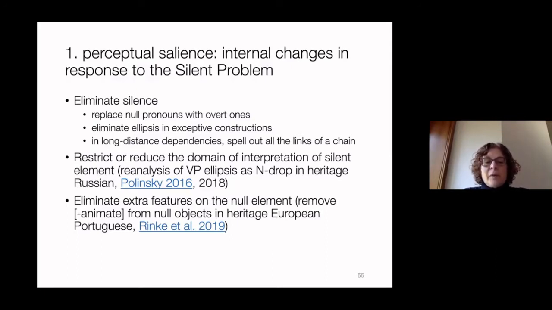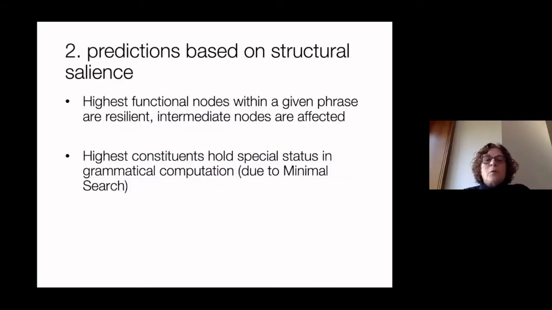And sometimes there are more interesting, more subtle cases of internal changes which respond to the silent problem. For example, in heritage European Portuguese, the null objects are no longer interpreted as minus animate. So in other words, there is this extra feature on the null element which is eliminated, and that makes the recovery of this null element a little easier. So again, this is sort of a response to perceptual salience in an interesting way.